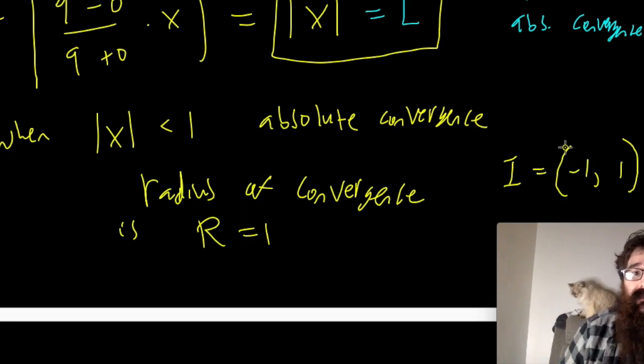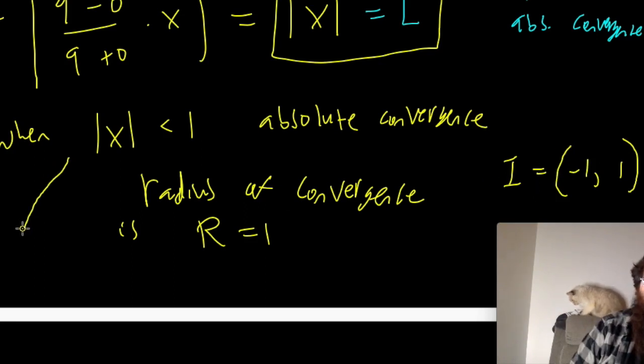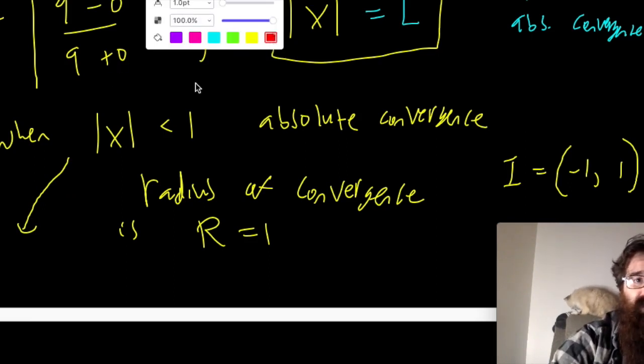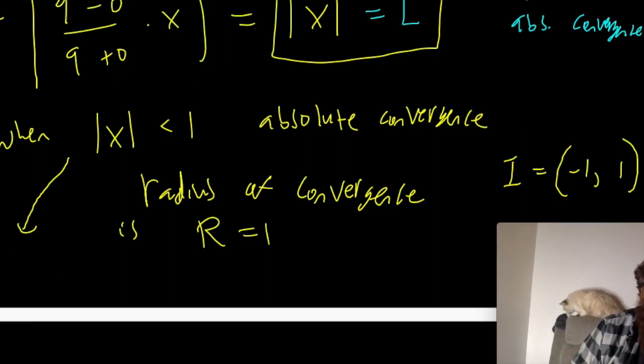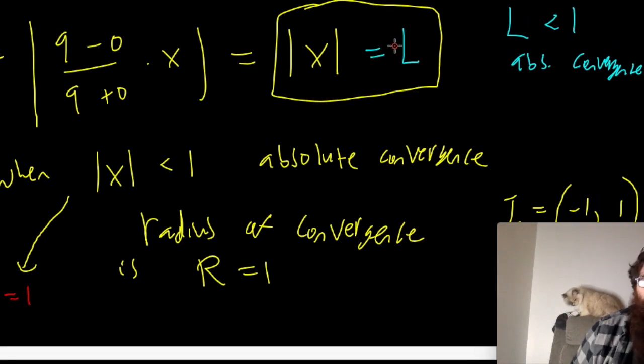But the question is, what about the endpoints? Because the problem is, I'll do this in a different color, red, because red means we have a problem. The problem is, if the absolute value of x is equal to 1, that means that my ratio test is inconclusive. So I actually don't know the results when the absolute value of x is equal to 1 in this case. And that would be when x is -1 and +1.